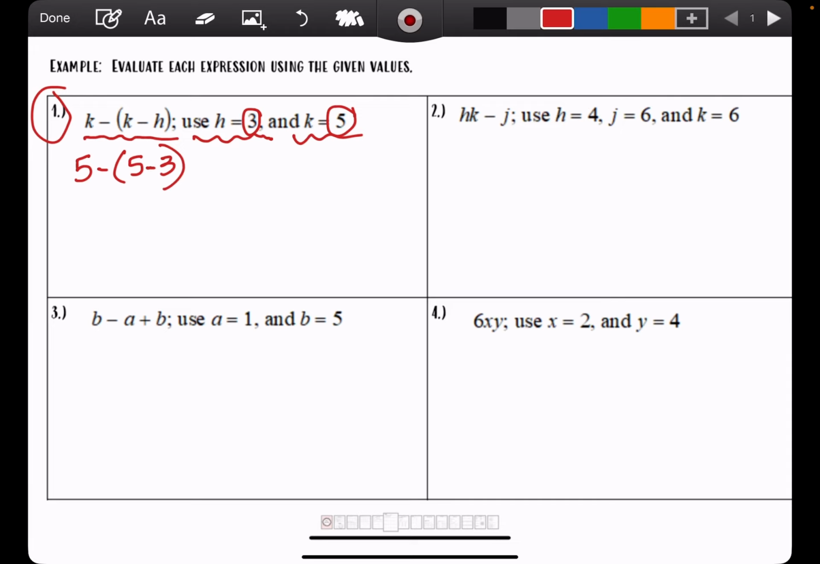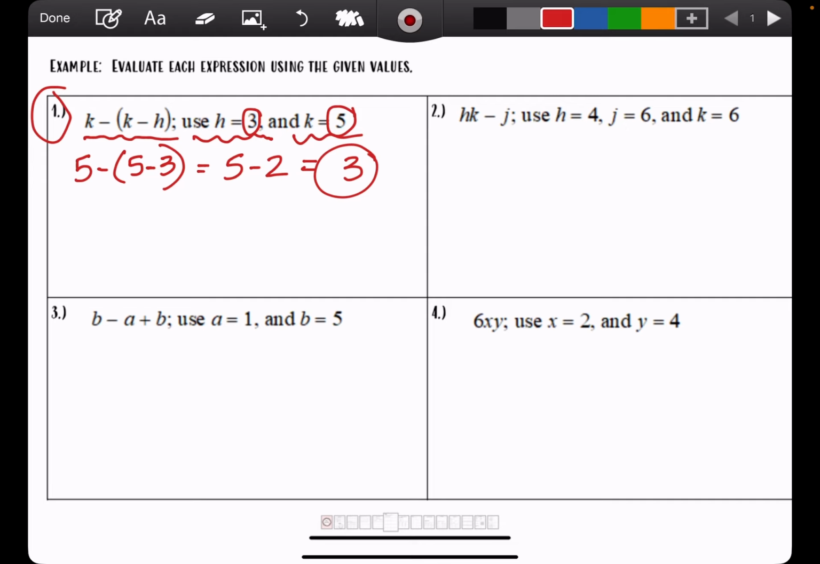Now that I have numbers, I can evaluate it. I've got to use the order of operations, right? PEMDAS, parentheses first. So in the parentheses is 5 minus 3, that's 2. Now it's really just 5 minus 2. Instead of 5 minus 3, I have the 2. 5 minus 2, that's my last step. I only have one operation to do. 5 minus 2 we know is 3. Boom, that one's done.